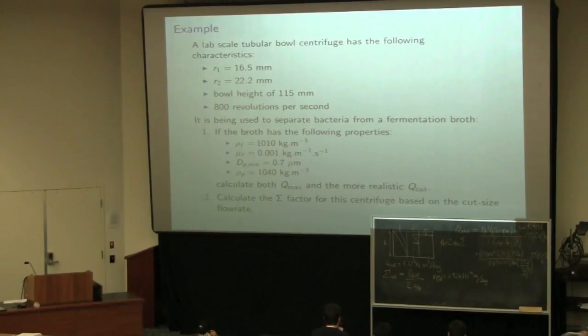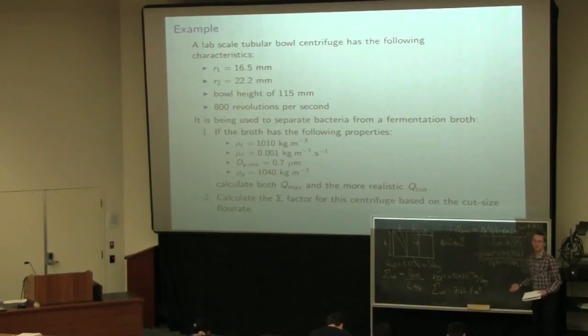So what we then calculate once we get to that terminal settling velocity is that sigma is 746.8 meters squared. That's the equivalent cross-sectional area you need for a sedimentation basin, which is just huge. That's up here on the slide.